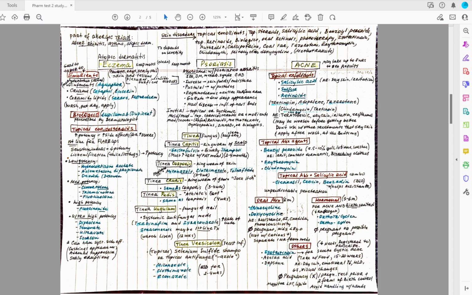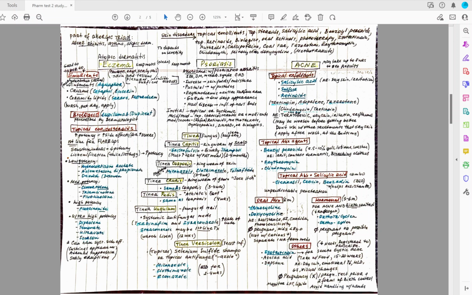Initially, you have to give topical or systemic treatment. For mild to moderate, topical corticosteroids or emollients. And if it is moderate to severe, you need to not only start with retinoids and methotrexate and cyclosporine and others, you have to refer.